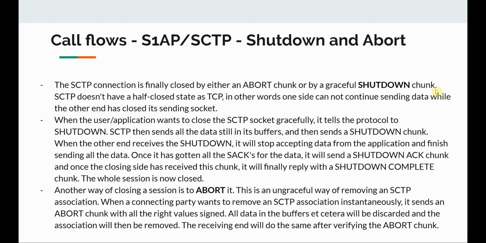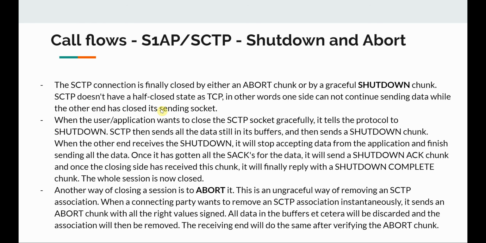So the association can be brought down in two ways. There is the abort, which is what we talked about just now, and then there is a graceful shutdown. This would be when a user, say, manually restarts the endpoint. In that case, there is a provision for a graceful shutdown. An SCTP association does not have a half closed state as TCP does. In other words, one side cannot continue sending data while the other end has closed its sending socket, right?